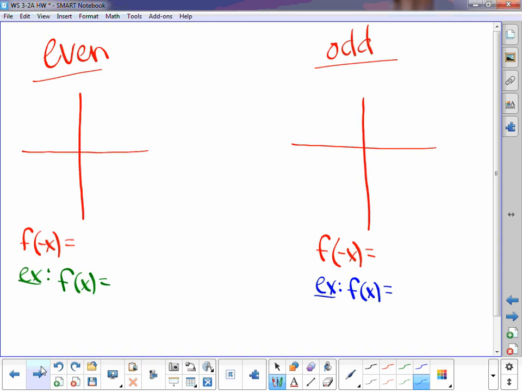Alright, go and bring it back up front. Who can explain to me what an even function is? What is an even function? You've got a couple different ways you can explain it. Ooh, very close. We don't want x-axis, we instead want the y-axis. So an even function is a function that is symmetric across the y-axis.